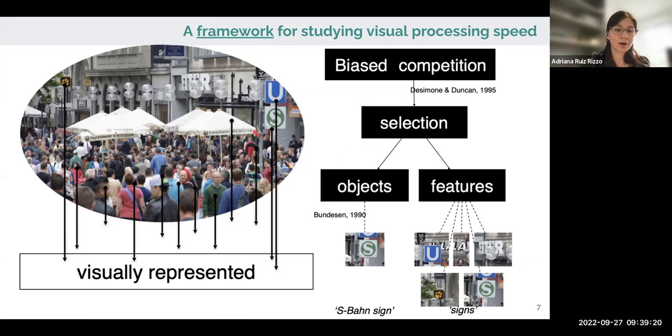In this image here of the city center of Munich, for example, if we're looking to take the suburban train, we will be looking for a particular sign, this S sign. Or if we wanted to find a restaurant or a particular store, then we will be attending to different signs. In this case, these will be the category signs or these features. Visual processing speed in particular refers to the selection of features, so this aspect of attention.